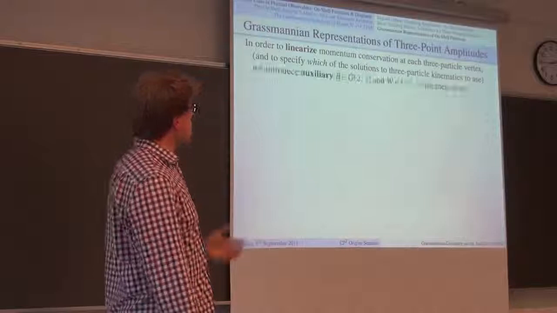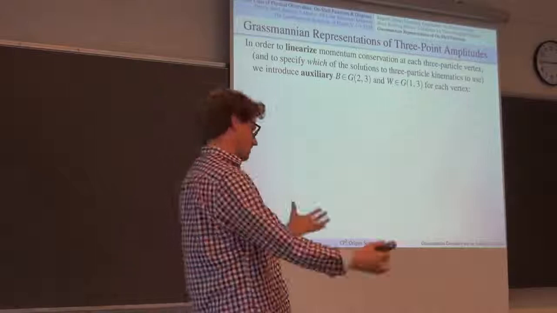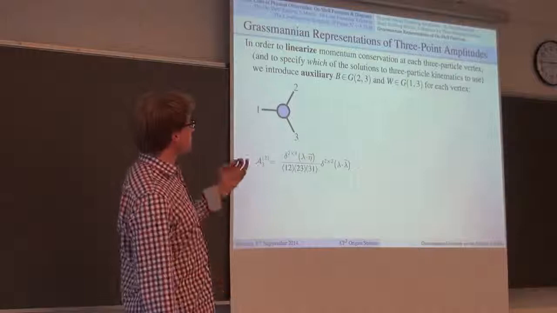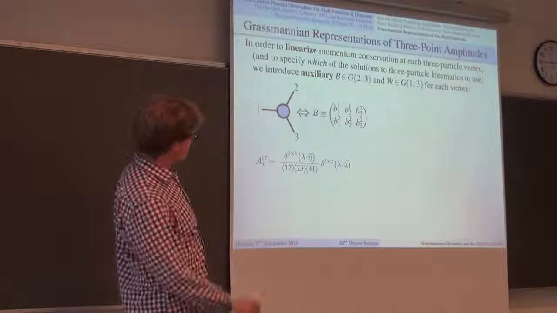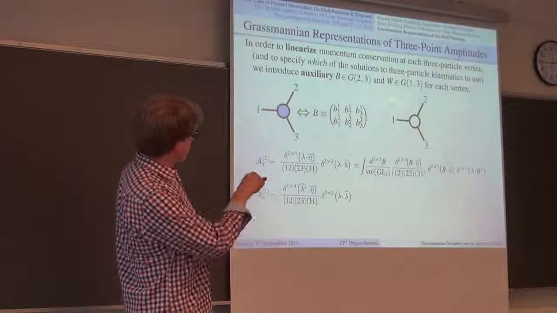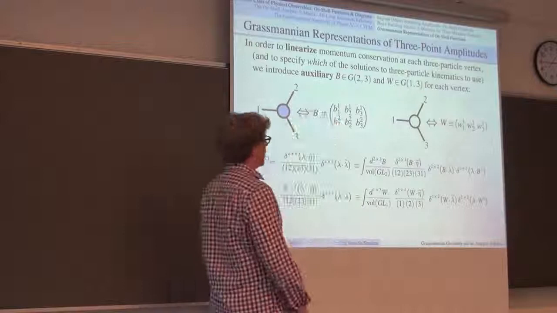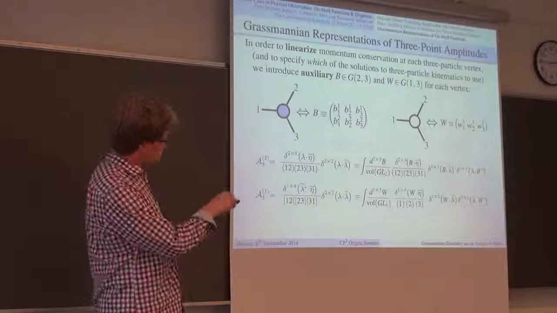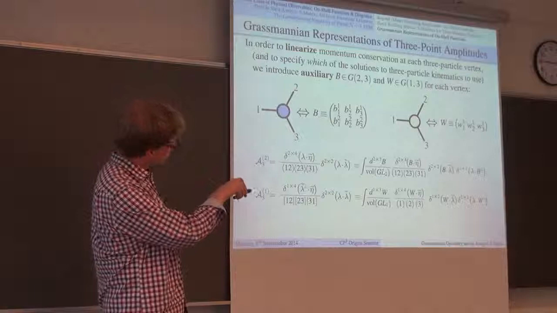That is to introduce an auxiliary, an unobservable, some redundancy into the way we calculate it, by introducing an auxiliary two-plane B, so a little 2x3 matrix B for every blue vertex, and then write this, and I'll explain what this notation means in a second. And for every white vertex, introduce a 1x3 plane. Okay, and then write this instead. Now, the right-hand sides might look very scary, but I hope you'll believe me that it becomes dramatically easier to solve momentum conservation in terms of these representations.